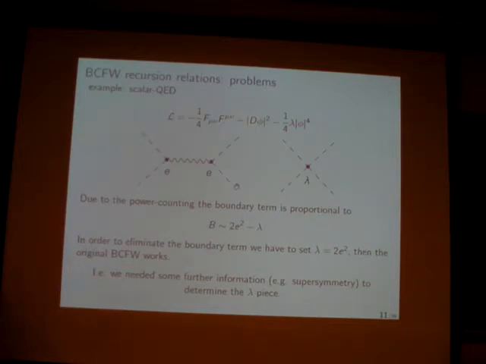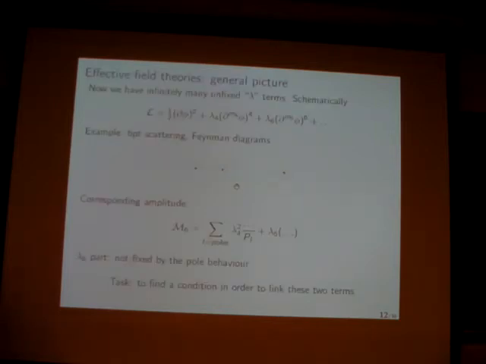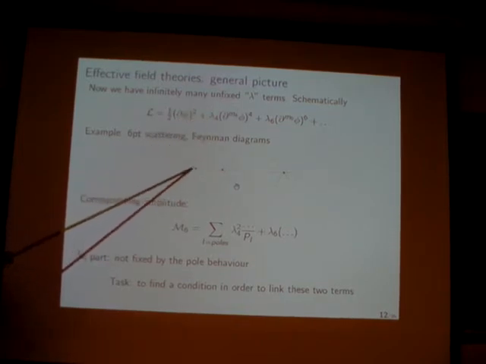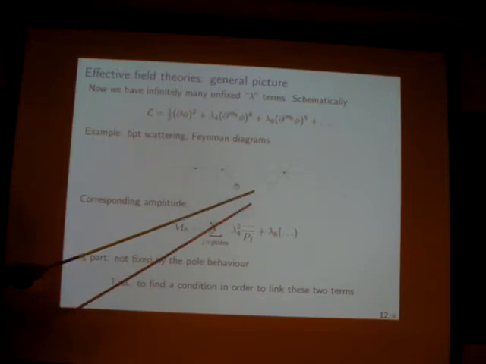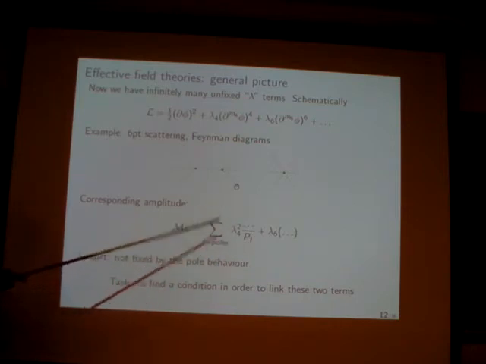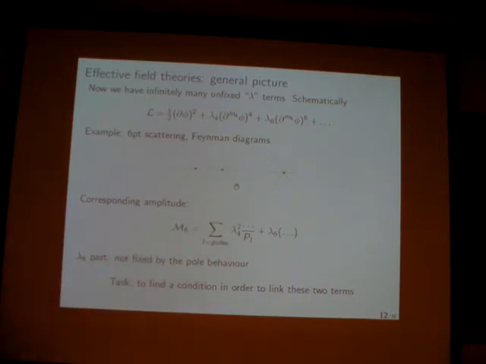Sure. You can change the shape. And this is the point, because now we are at effective field theories, where we have an infinite power of these lambda terms, and of course you would like to find some way to fix the connection between them. From the Feynman diagrams, if you take, this is schematic, a 6-point amplitude, there are vertices from those lambda 4, and there is one vertex lambda 6. So what is the way we can fix this? We would like to get this answer, and it's clear this lambda 6 is not fixed by the pole behavior.